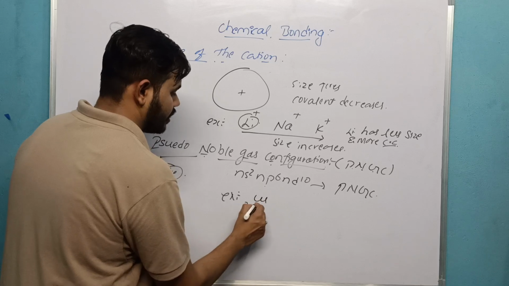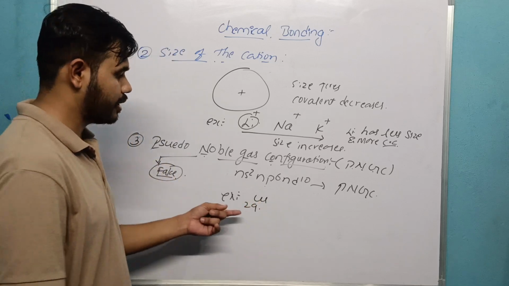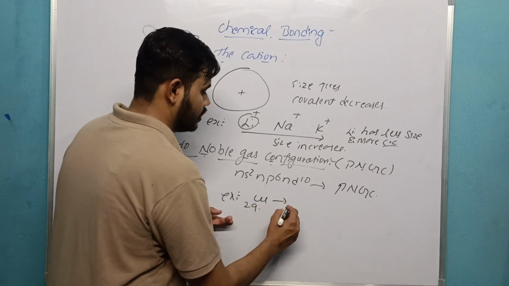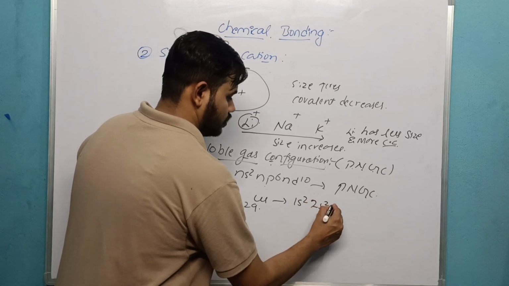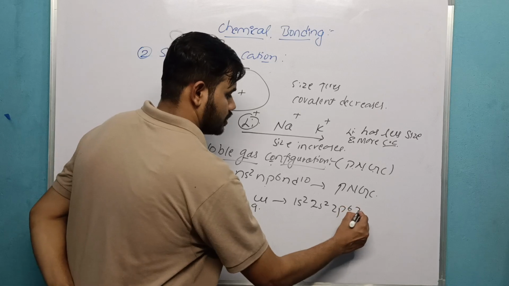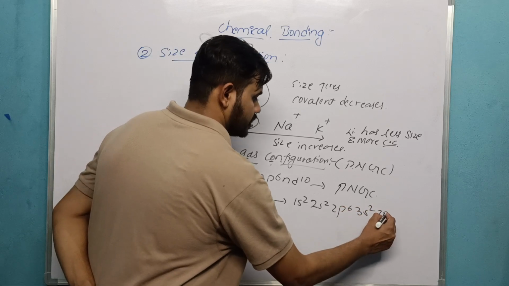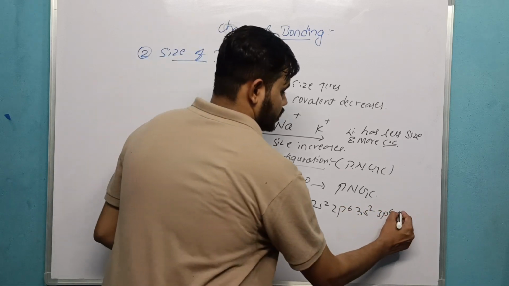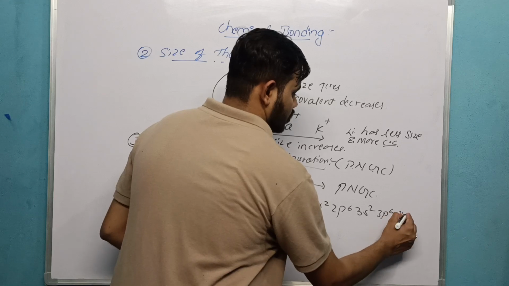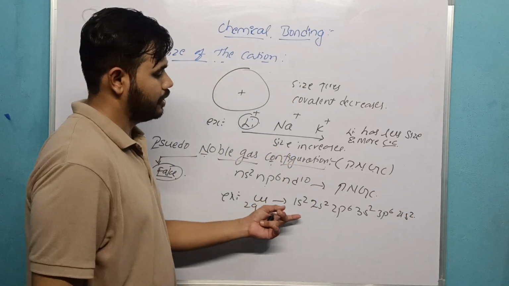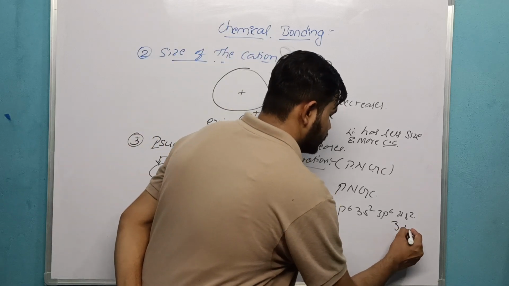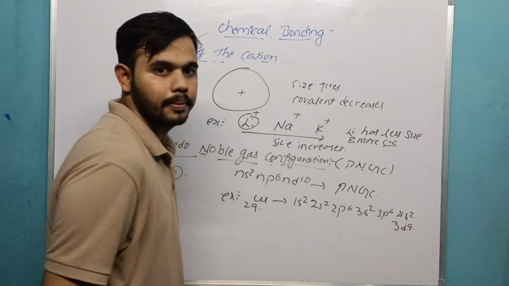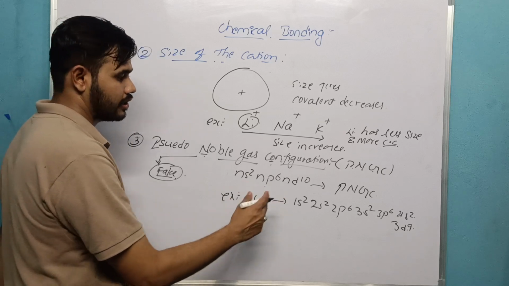copper, atomic number 29. We know the electronic configuration is 1s2, 2s2, 2p6, 3s2, 3p6, 4s2, totally 20 electrons. Remaining next comes 3d9. This is the ground level electronic configuration.